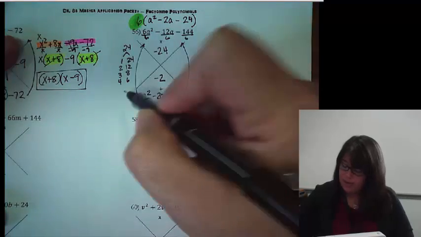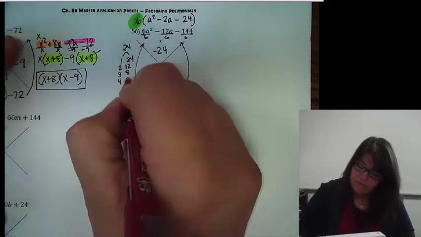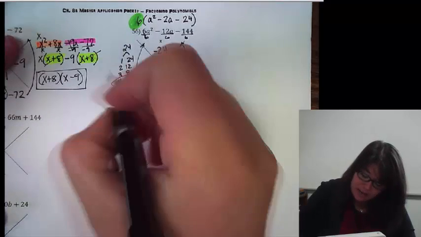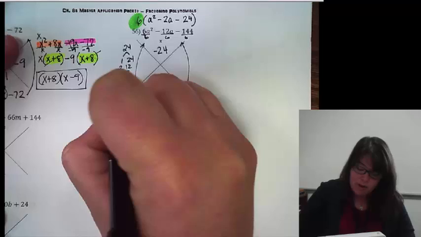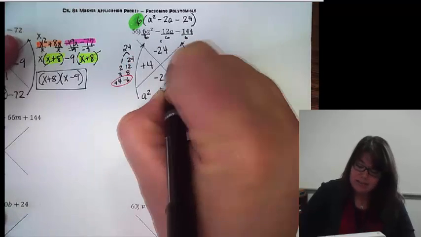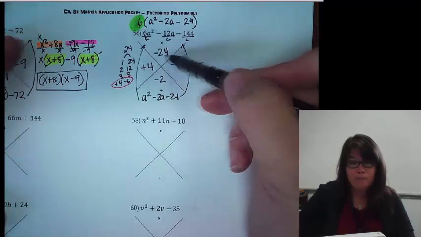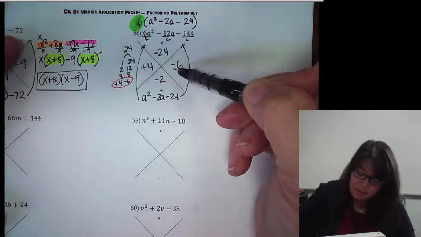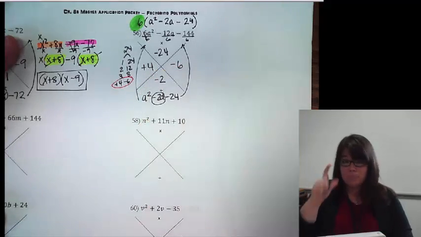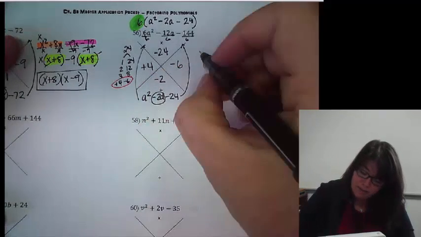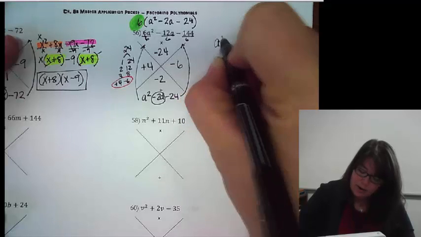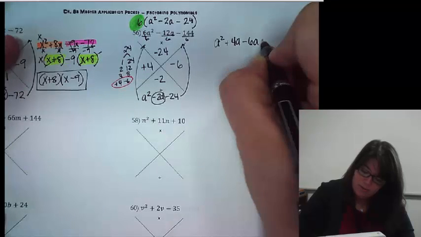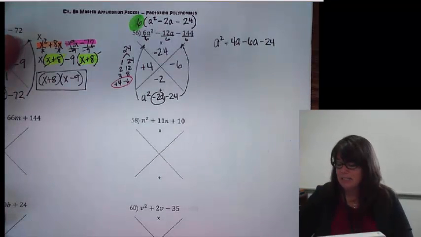Oh, I can stop. Yay, because 4 and 6, I can make 2 with 4 and 6. I want it to be negative, so my big number is negative, my small number is positive. So with positive 4 and -6, I can multiply to get -24, and I can combine to get -2. So these are my magic numbers. I'm going to take my middle term, and I'm going to just split it up into two separate terms. So everything else will stay the same. A squared plus 4a minus 6a minus 24. Everything else stayed exactly the same. I just split that middle term.